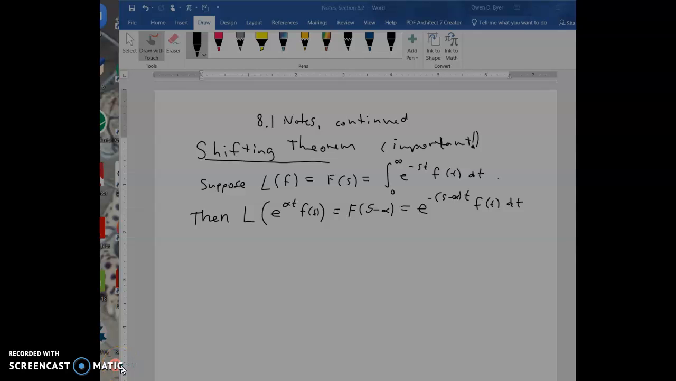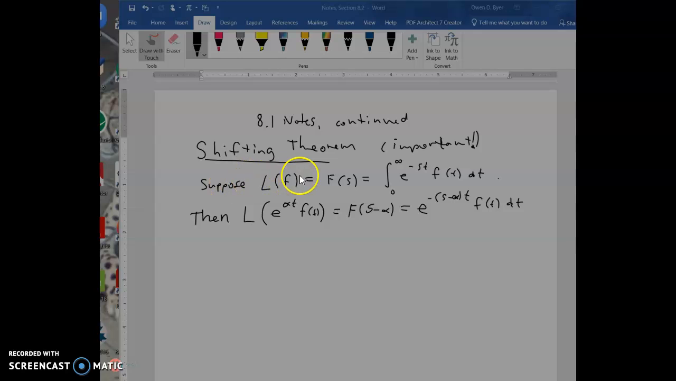Hi, I'm going to finish up a couple notes from section 8.1 here. In particular, I just mentioned the shifting theorem at the very end of class last time, so I wanted to go through the proof of that and give one example. It's a very important theorem. We'll use it quite a bit when we're finding inverse Laplace transforms.